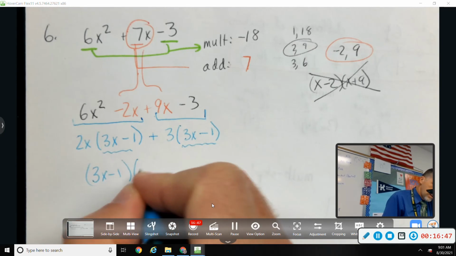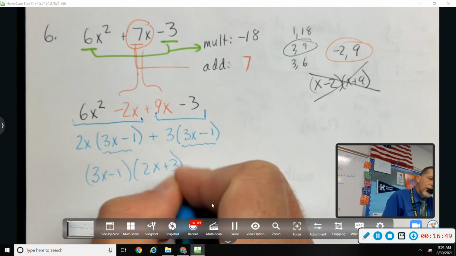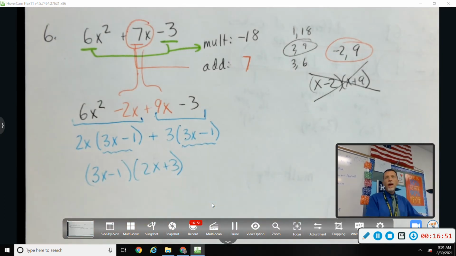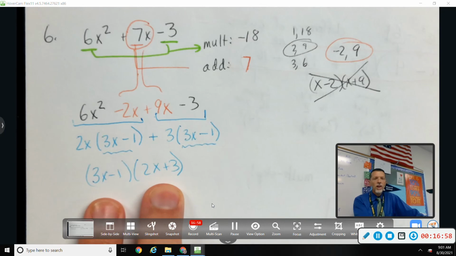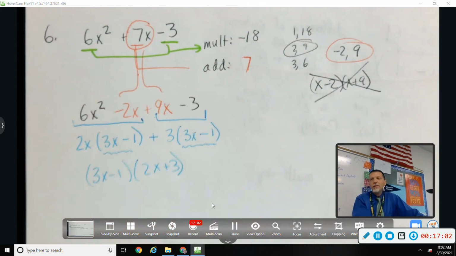3x minus 1, and 2x plus 3. Not that many people would, but it wouldn't be hard to check that. What would you need to do to check to see if this was right? Foil it. If you foil that and get back to where you started, then you know you got it right.